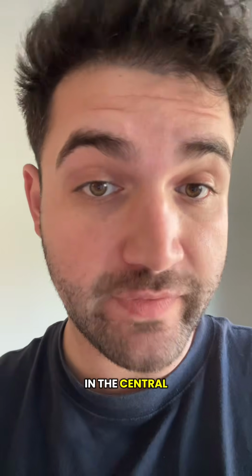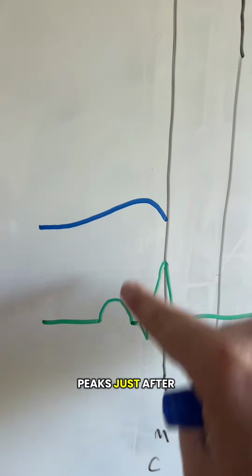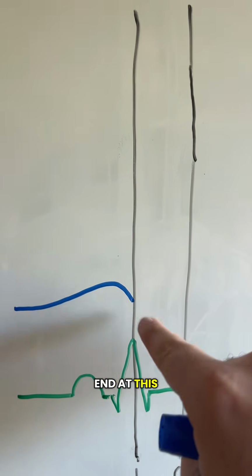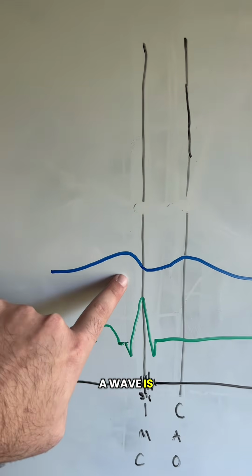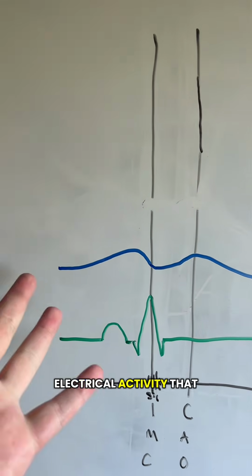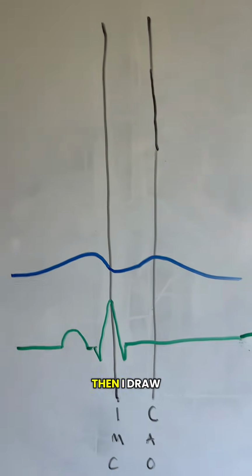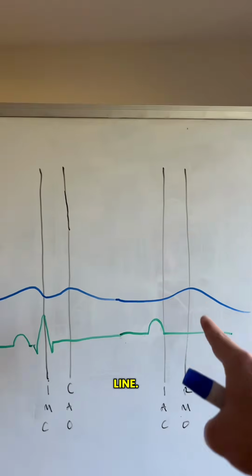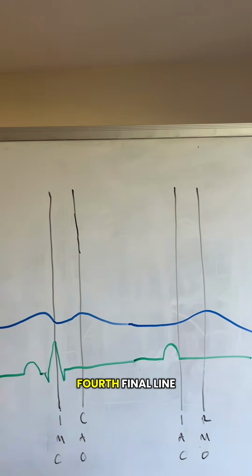Now we add in the central venous pressure waveform. My A wave peaks just after my P wave, and it's going to end at this first line here. And that makes sense because your A wave is associated with atrial systole, and your P wave is the electrical activity that causes atrial systole. Then I draw in my C wave, and it peaks on this line. And then finally, my V wave peaks at this fourth final line here.